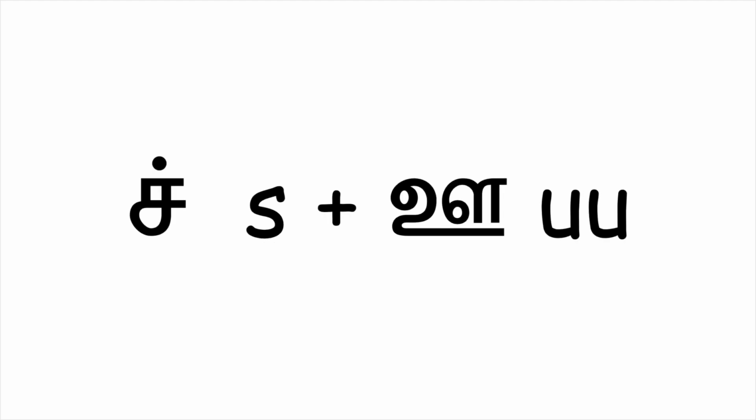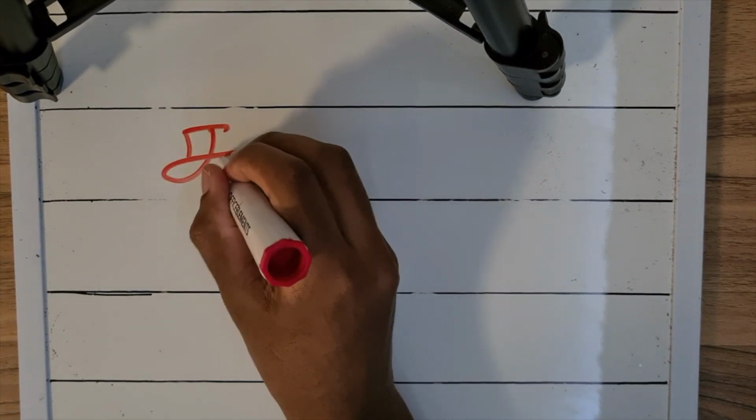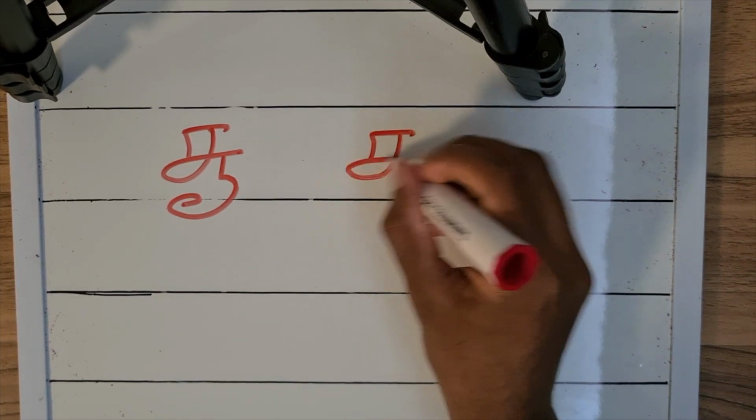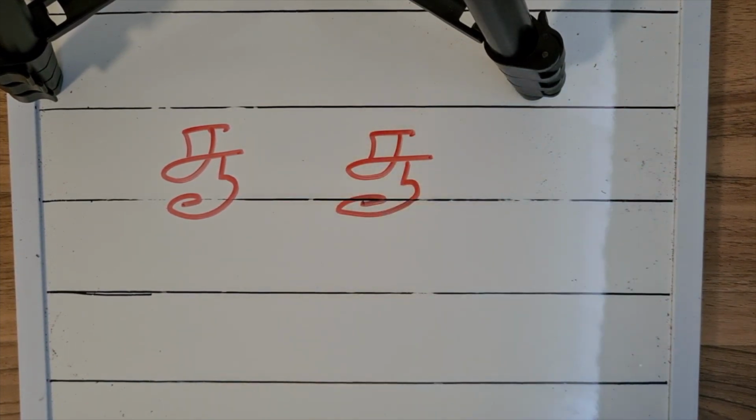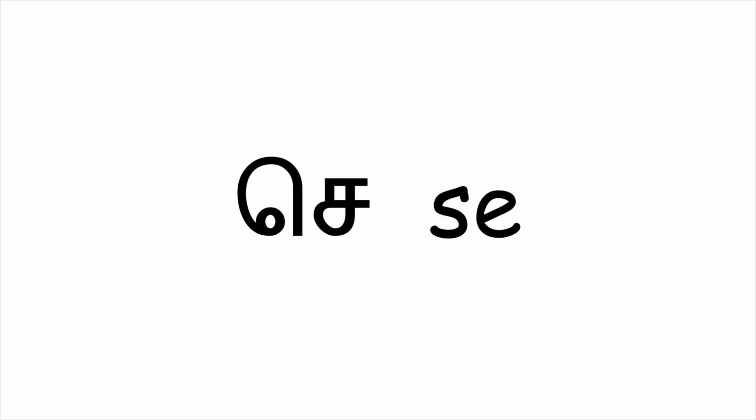This is the letter su. It's formed from uch plus u. The consonant plus u combination letters also don't follow a pattern, but this is what su looks like, and this is how you write it. An example word that starts with su is Suryagandhi, which means sunflower.